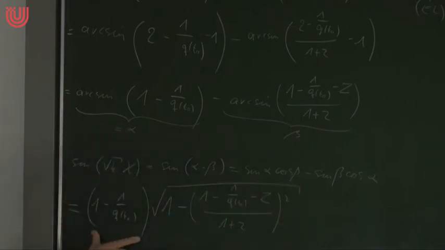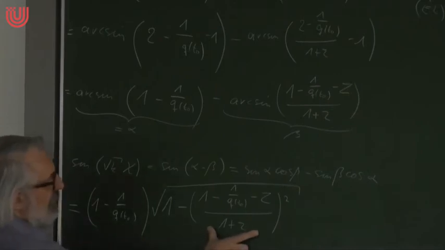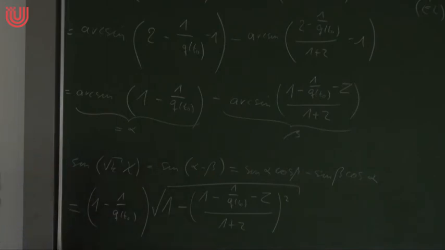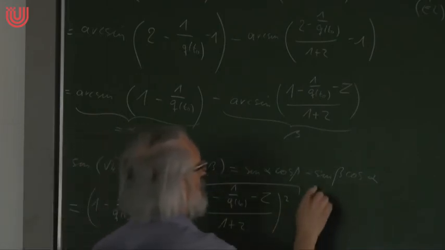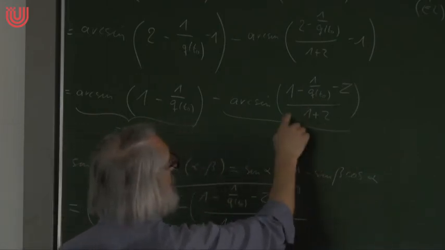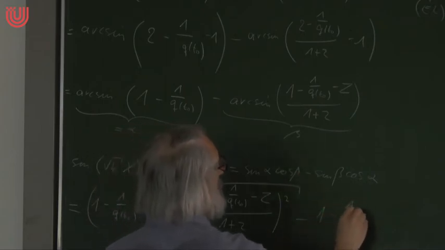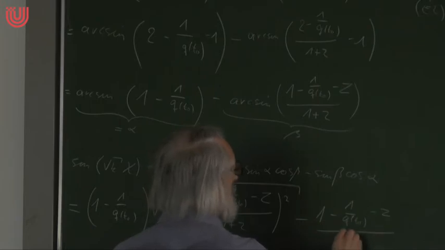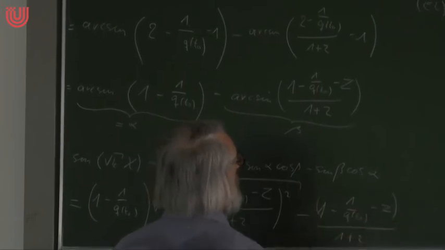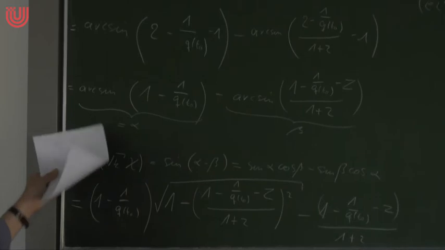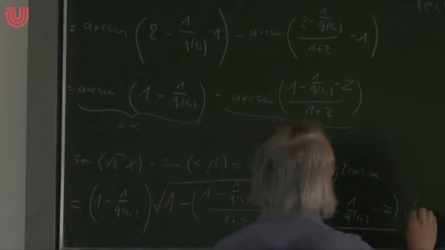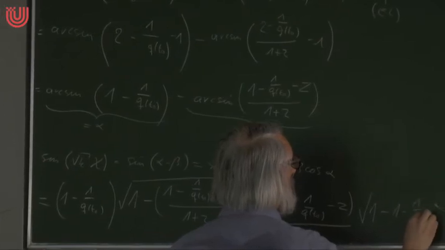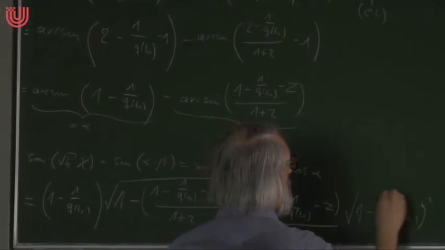This is the sine of alpha. This inside the bracket is the sine of beta. So the square root is a cosine of beta. And then minus sine beta. This is this expression in the bracket, q t_o minus z over 1 plus z. And the cosine of alpha is root 1 minus sine squared, 1 minus 1 minus 1 over q t_o squared.